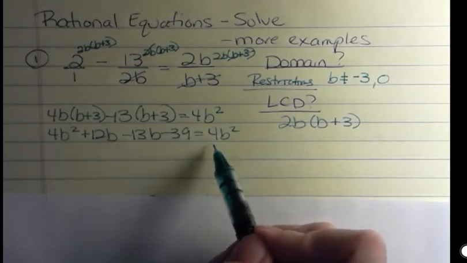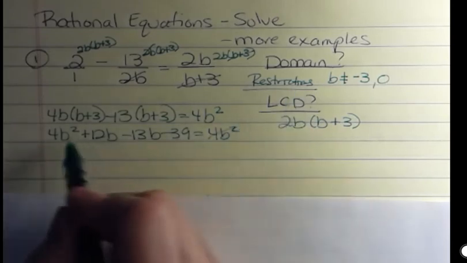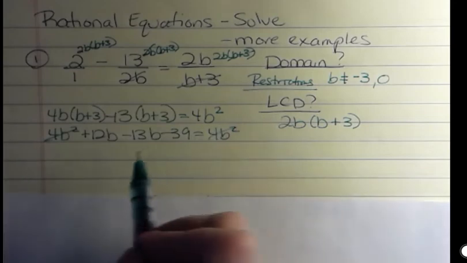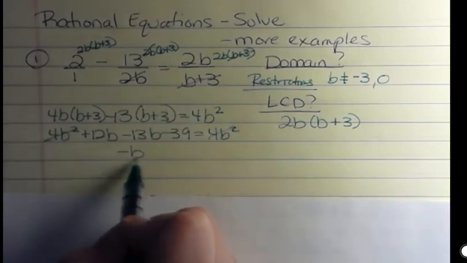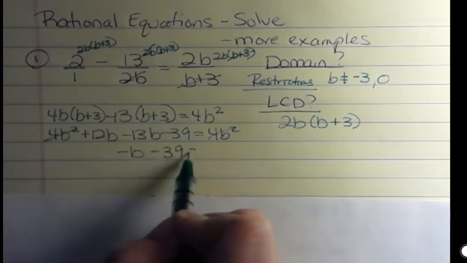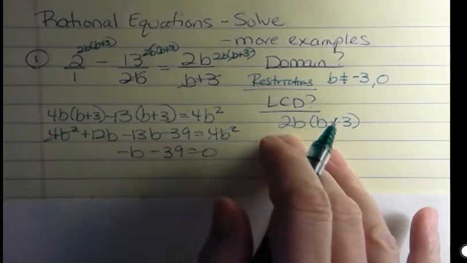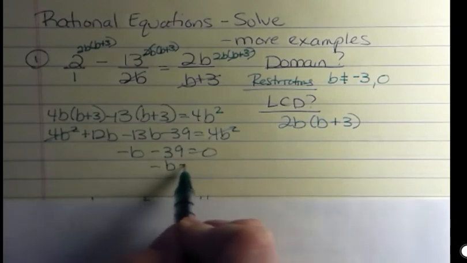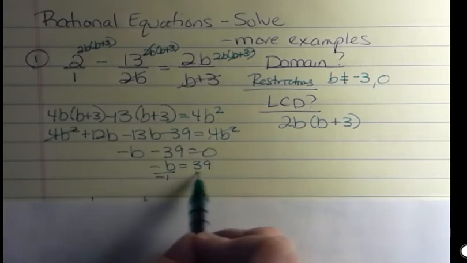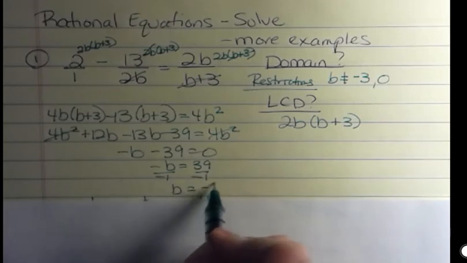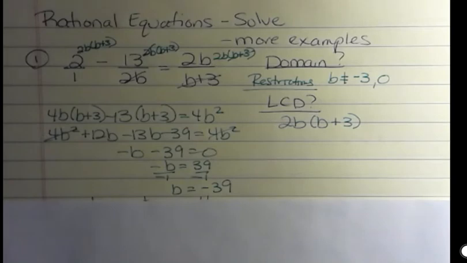Well, do you see how if I subtract 4b squared from both sides, those terms are going to go away? And so I have 12b minus 13b is -b minus 39 equals 0. And if I add 39 to both sides, I get -b equals 39. And if I divide both sides by -1, I get b equals -39. Well, that's not a problem because that was not one of our restrictions, so I'm good with that. All right, let's move on to the next one.